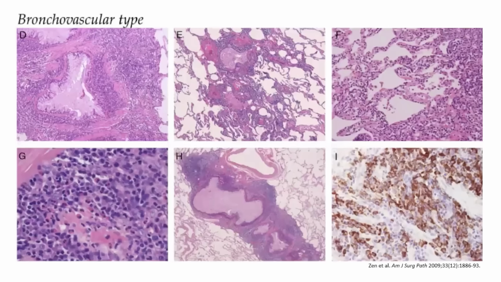This is the bronchovascular type. So these are right around some of the airways. And so you can see an airway in D here. You can see some thickening and some pinkish material, which shouldn't be there. There's a lot of purple dots there, so a lot of inflammation going on there.